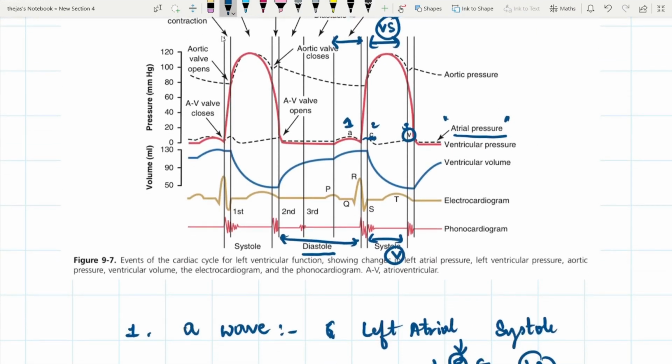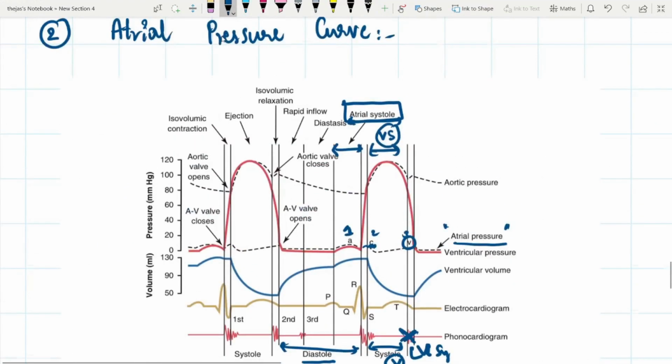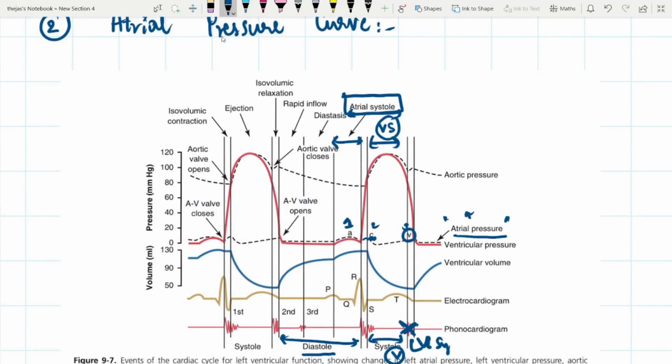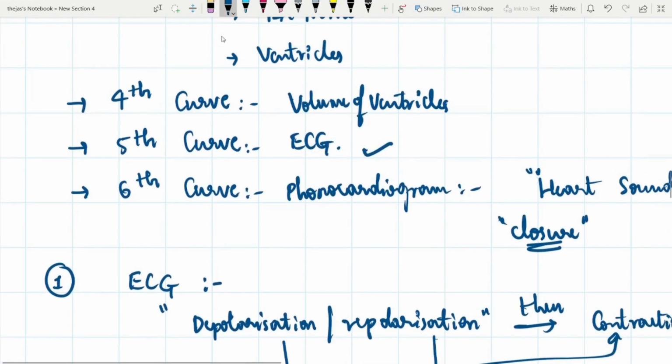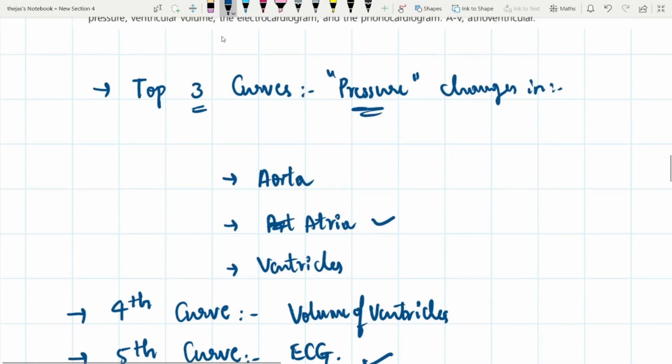See, this is almost the end of left ventricular systole, right? At the end of left ventricular systole, what happens? There is filling of the left atrium to the maximum extent, right? So there is an increase in pressure in the left atrium. So these are the waves in the atrial pressure curve. So we have finished the ECG and the pressure curve of the atria. So two curves are over.